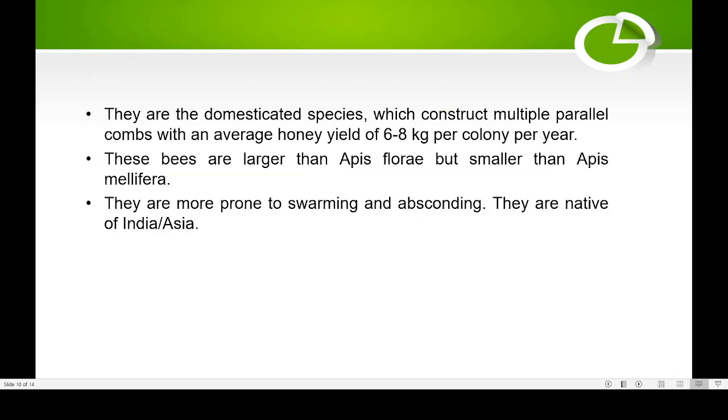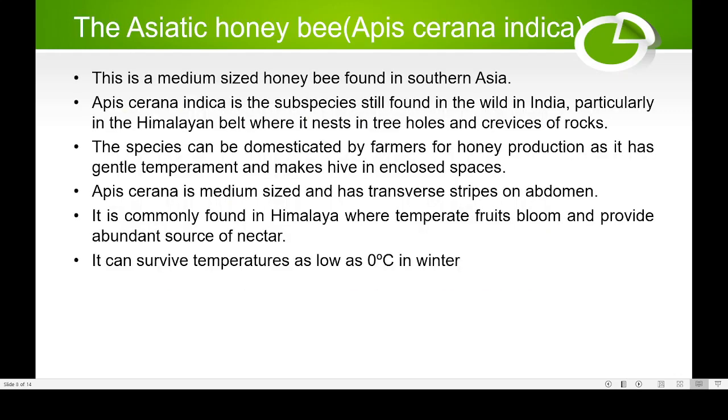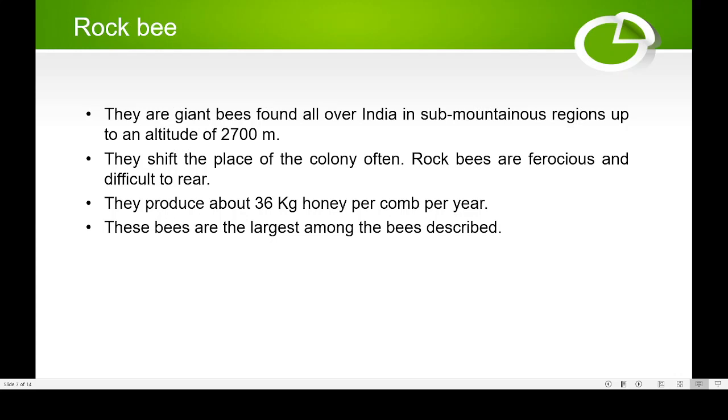Then we have a few more. This is also a domesticated species. So the Asiatic honeybee, Apis cerana indica, is a domesticated species, whereas the rock honeybee cannot be domesticated. Domesticated means we can cultivate it. So that is one problem. The quantity of honey produced by Asiatic honeybees is around 6 kg to 8 kilograms per colony, whereas in the earlier case they produce a large quantity, 36 kilograms per colony. So that produces more, but it cannot be domesticated, and it is aggressive also.